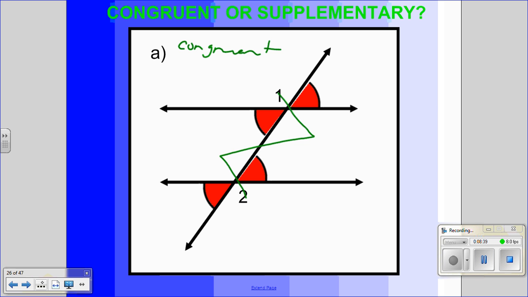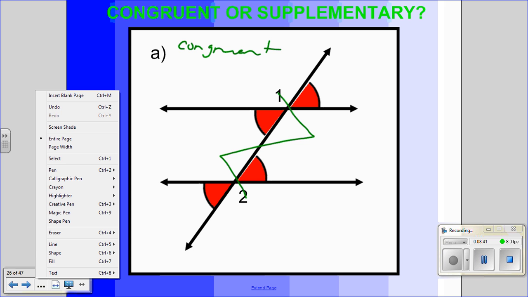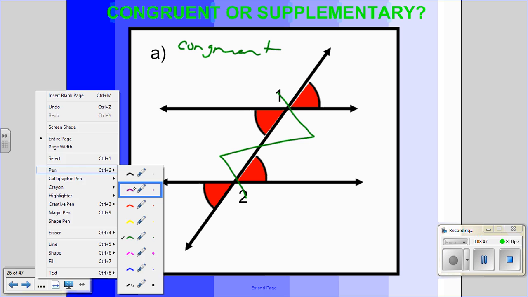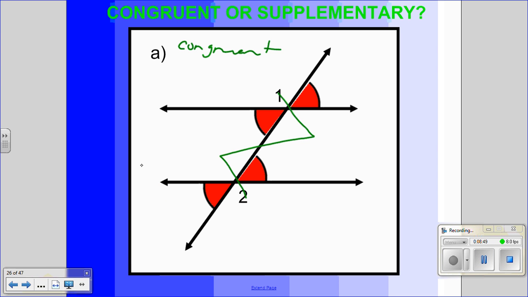Go back to yesterday's lesson. What is the angle relationship between 1 and 2? They're both exterior angles and they're on alternate sides of the transversal. So that means they are alternate exterior angles. So what you have just witnessed is that if the lines are parallel, alternate exterior angles will be congruent.